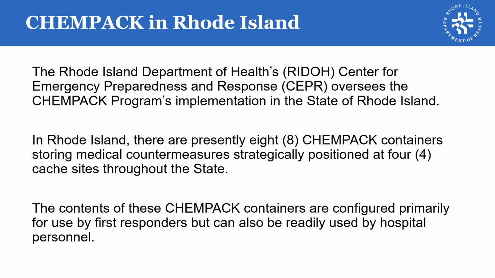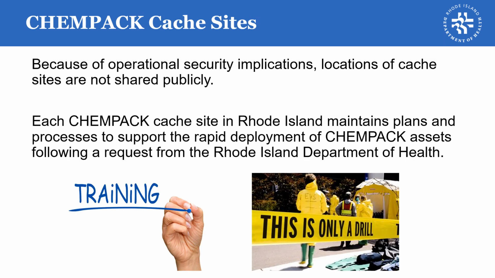In Rhode Island, there are presently 8 CHEMPACK containers storing medical countermeasures strategically positioned at 4 cache sites throughout the state. The contents of these CHEMPACK containers are configured primarily for use by first responders, but can also be used by hospital personnel. Because of operational security implications, locations of cache sites are not shared publicly. Each CHEMPACK cache site in Rhode Island maintains plans and processes to support the rapid deployment of CHEMPACK assets, following a request from the Rhode Island Department of Health. There are regular trainings and exercises based on these plans.